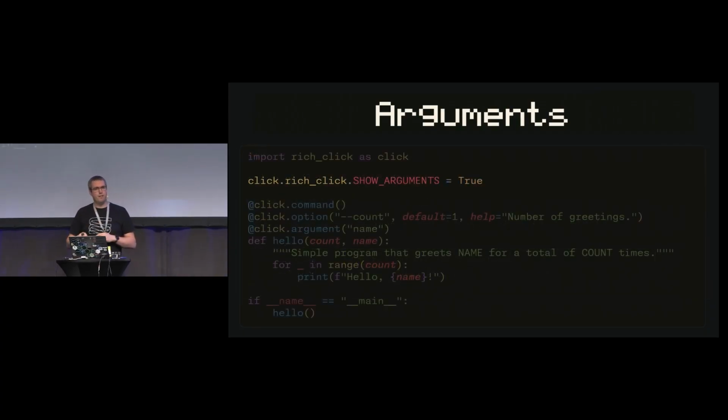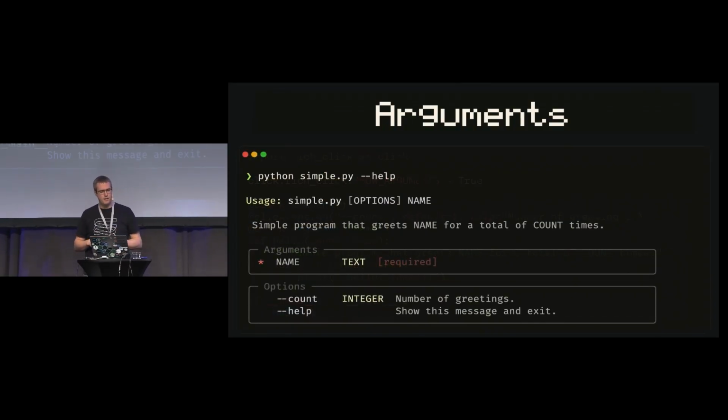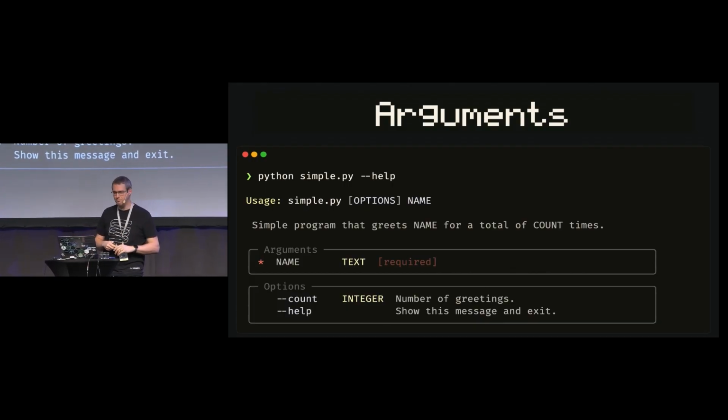So you can configure Rich Click to do something a little bit different. You say, OK, I want to show arguments, and now your Click arguments get shown in their own little box underneath. Happy. Small thing, makes it a bit easier.